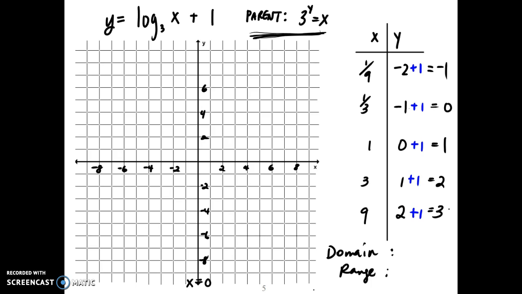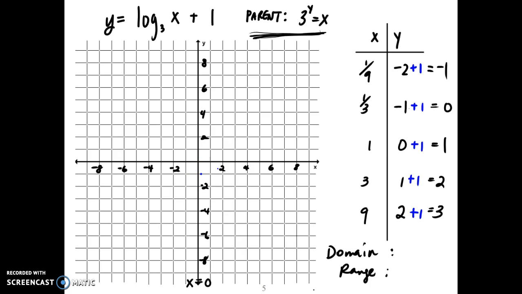And so now I'm going to plot these values on my x and y coordinate plane. So 1/9 is a number very, very close to 0. So I'm going to represent that by putting a point very close to the y-axis without crossing over it at y equals -1. So somewhere there.